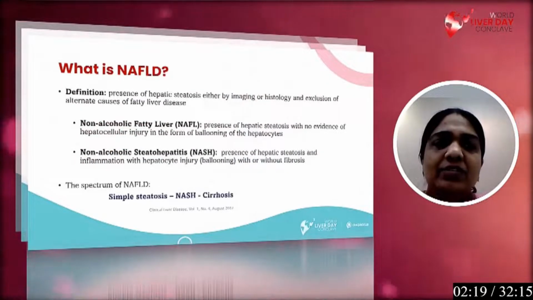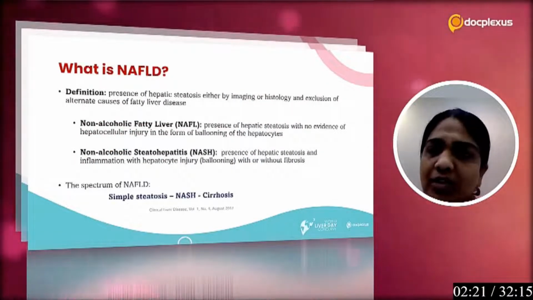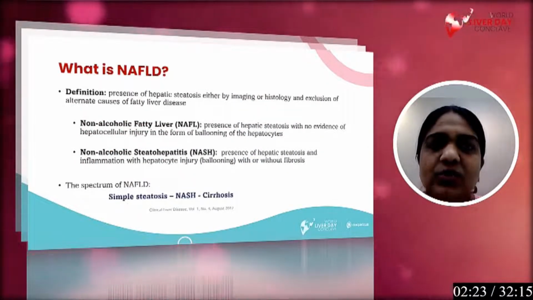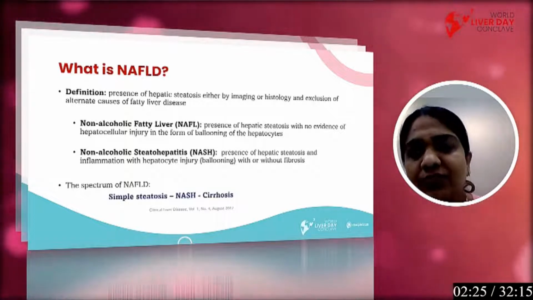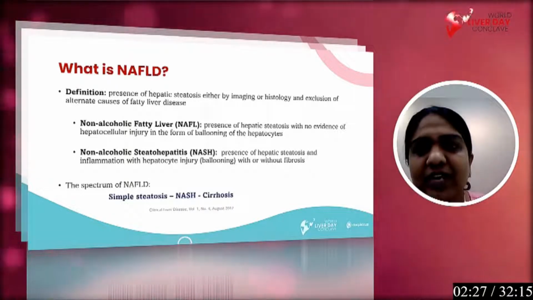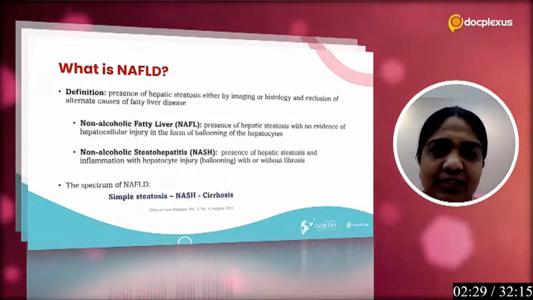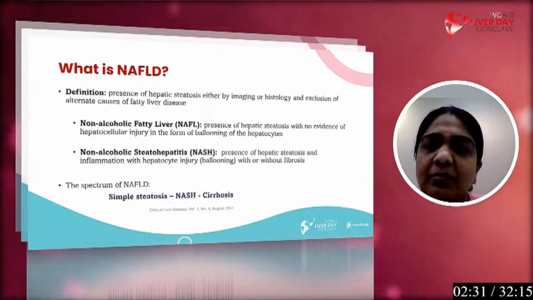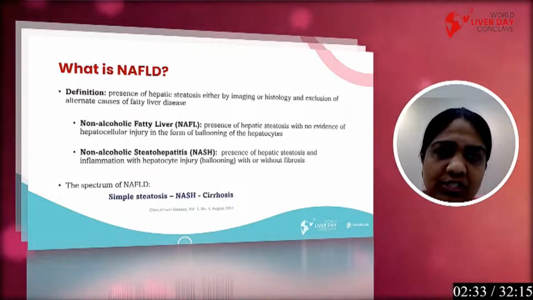And the task assigned to me today is the management of non-alcoholic fatty liver disease. So let me first define what is non-alcoholic fatty liver disease. It is nothing but the presence of excess fat in the liver, accumulation of excess fat in the liver, which is seen either by imaging or histology.